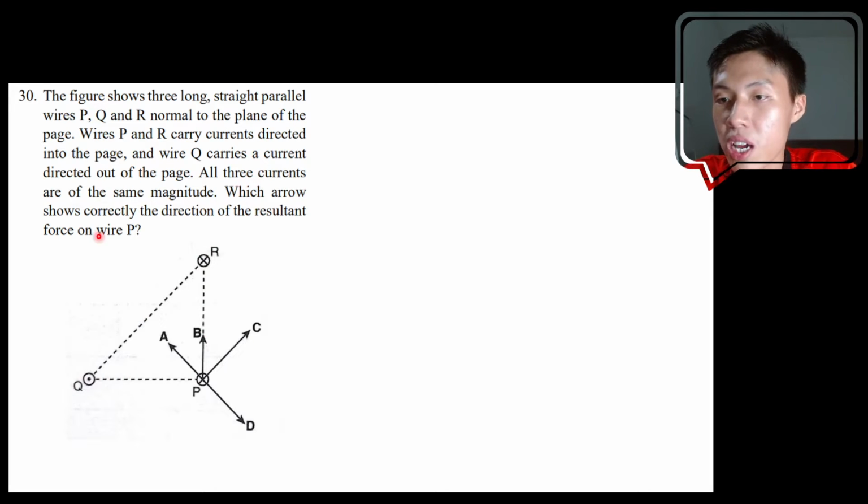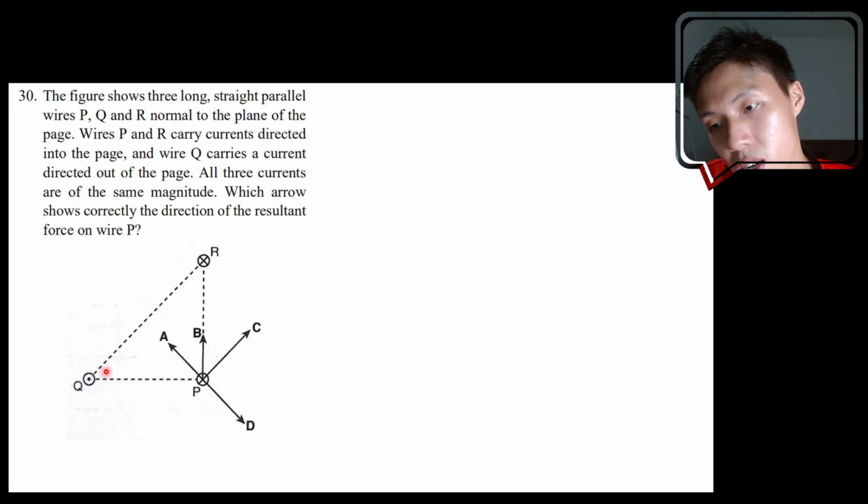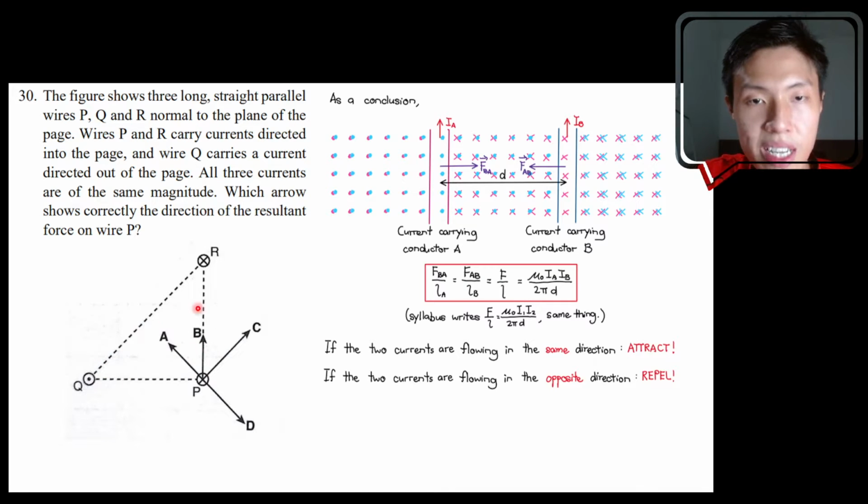Which arrow shows correctly the direction of the resultant force on wire P? They are interested in the force exerted on wire P. There are two forces exerted on wire P: the force exerted by wire Q on wire P, and the force exerted by wire R on wire P. Let's try to determine their directions. It's the same thing as just now. If the current is flowing in the same direction, they attract. If they're flowing in opposite directions, they repel.